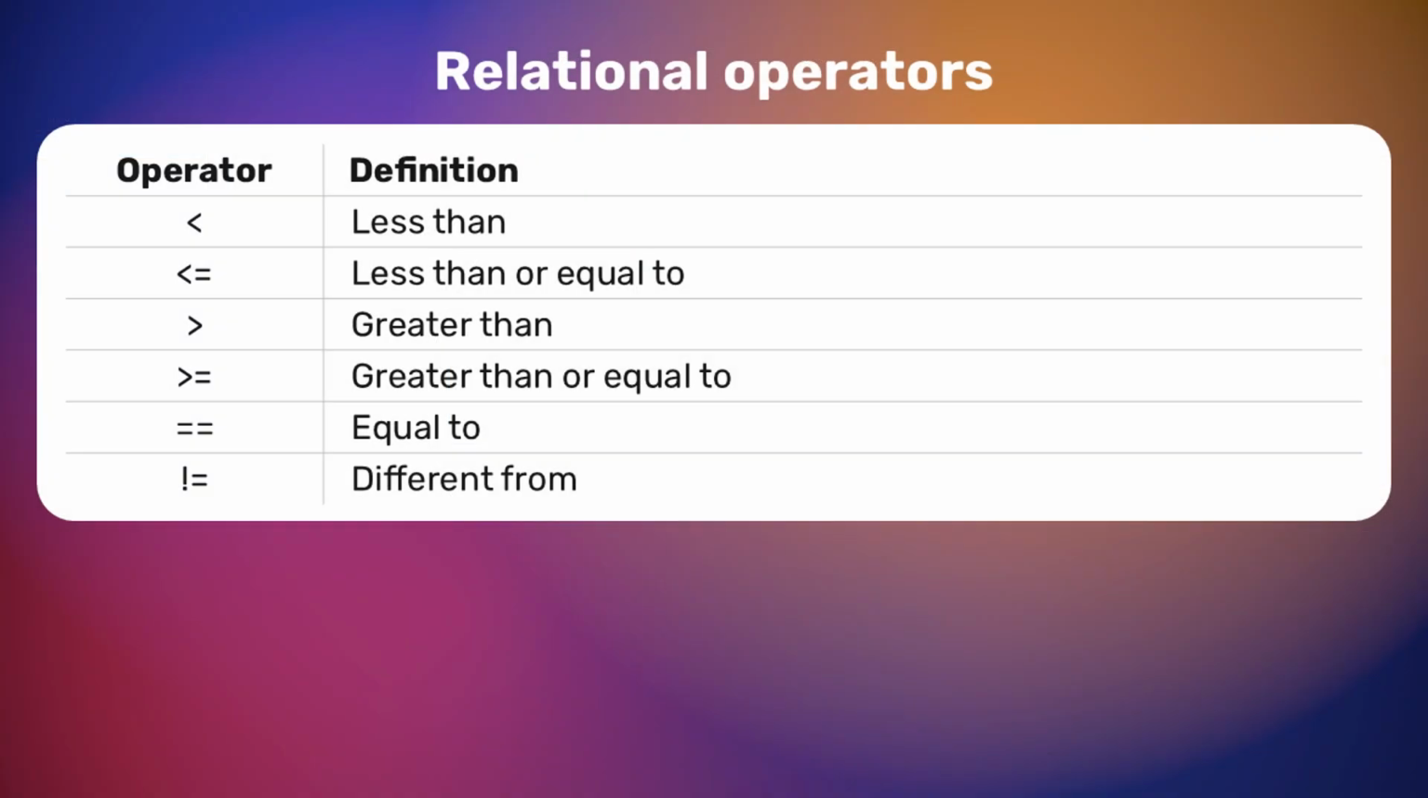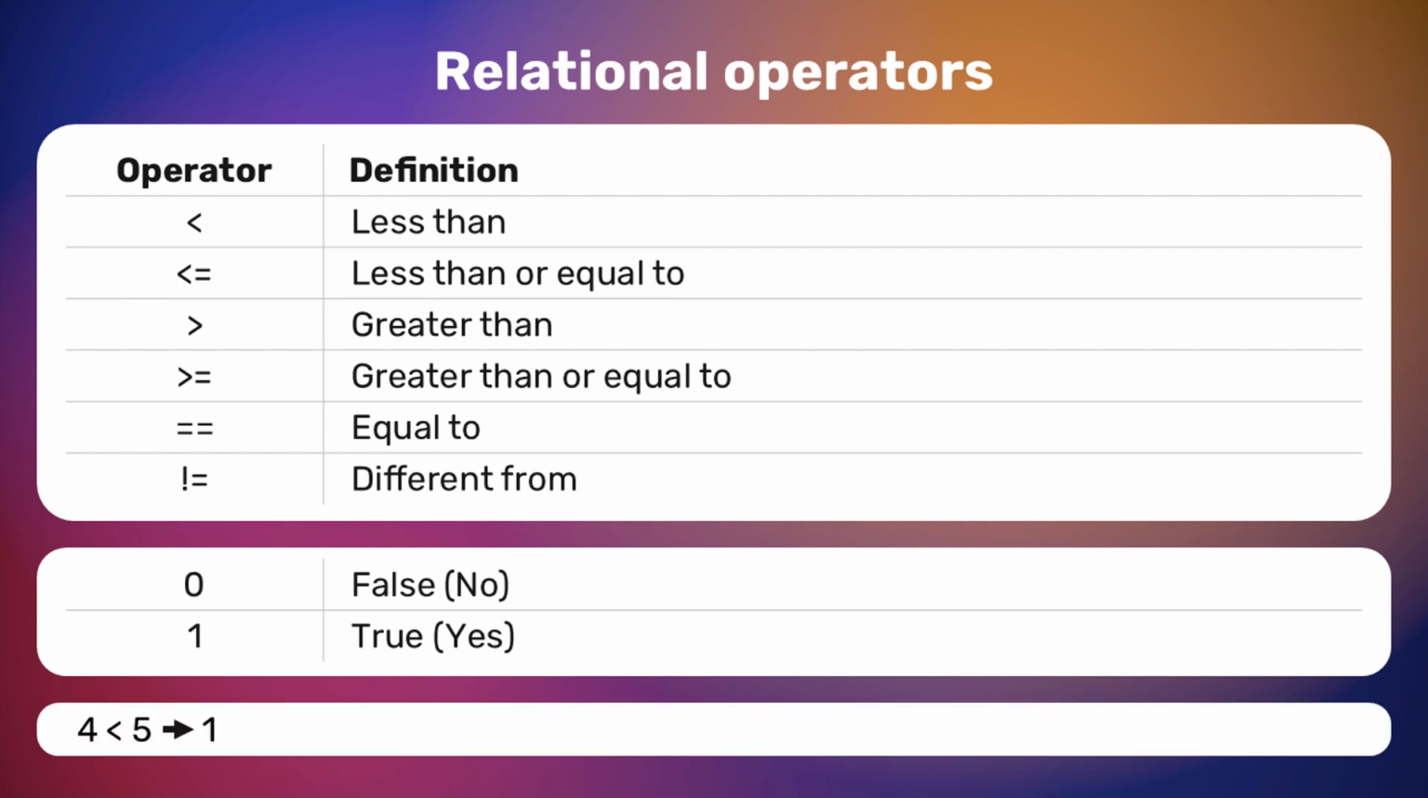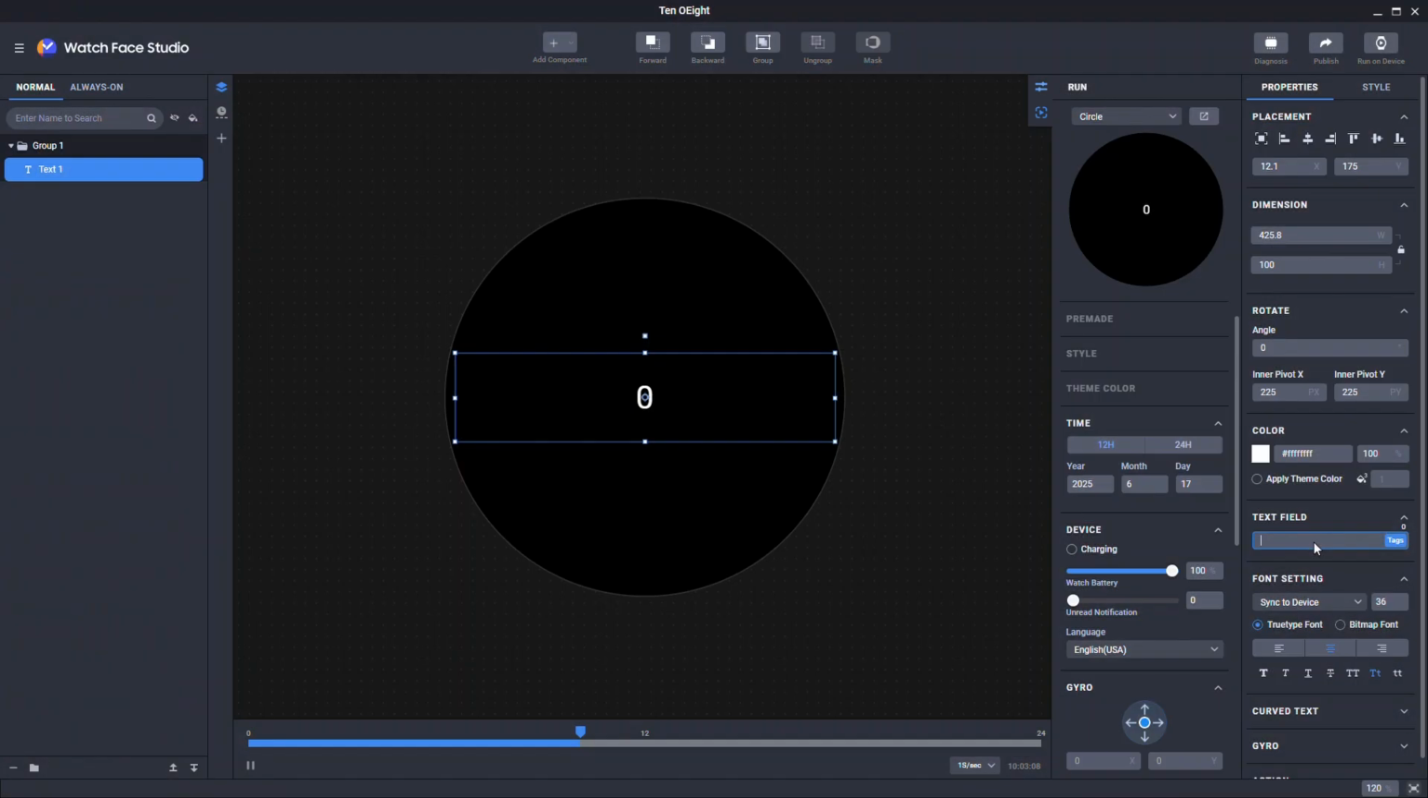The second type of operators WFS Studio provides are the relational operators. Relational operators compare two numbers and tell us if the comparison is true or false. True and false are represented by the numbers 0 for false and 1 for true. For example, if we write the expression 4 is less than 5, the result will be 1, because 4 is indeed less than 5. On the other hand, the expression 2 is greater than or equal to 3 will return 0, because this statement is false. Let's check it out on WFS Studio.